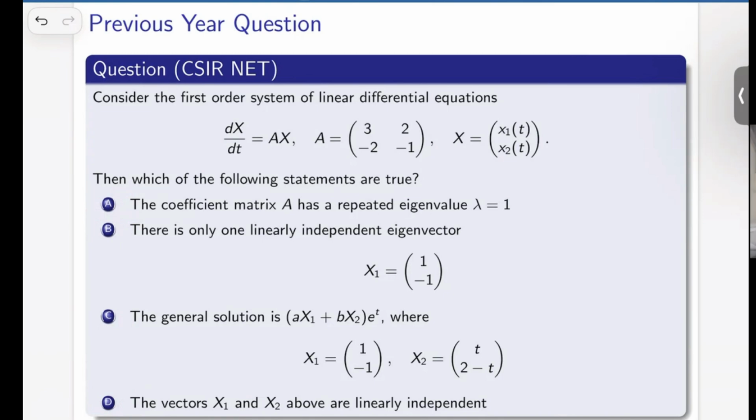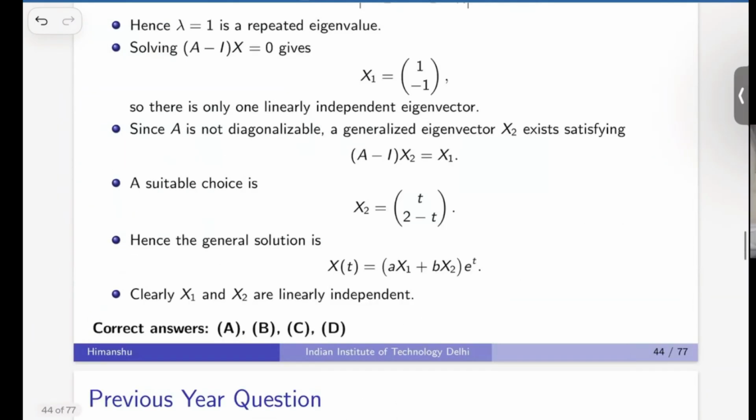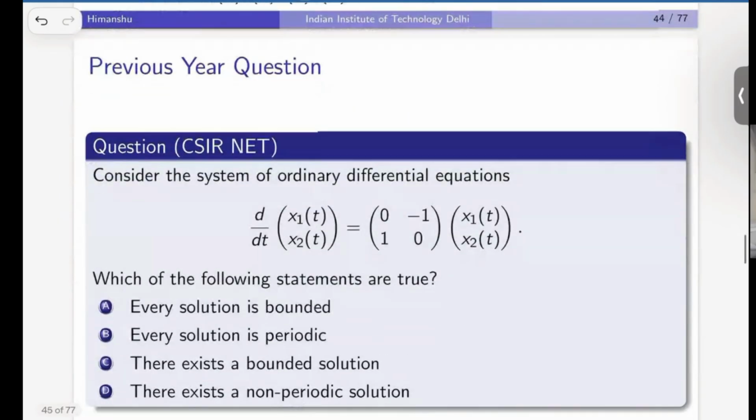So very simple questions will come during exams. It's very easy to get marks in system of differential equations. Okay, so now let's go to the next question.